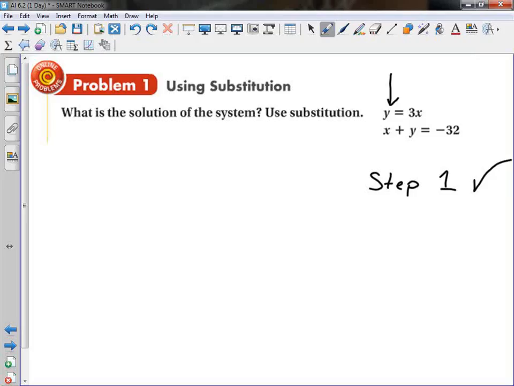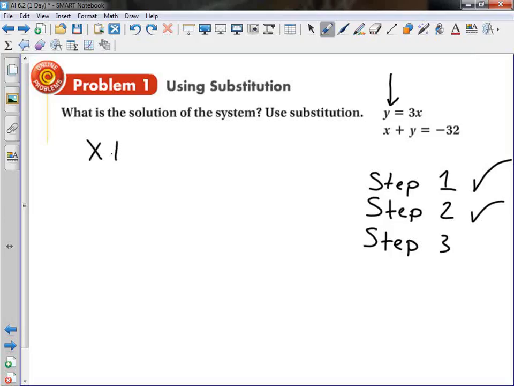So that's step 1. Step 2 is to solve for that variable, which means I want to get it by itself. If we look, it's already by itself, so step 2 is already done. And that's why I picked that y as my variable. All right, step 3 is to substitute into the other equation. So since I used the top equation, I need to substitute into the bottom.